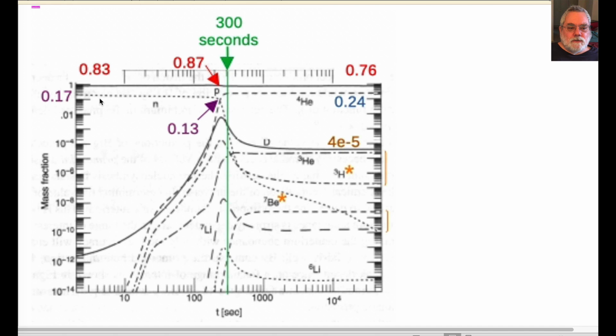The second dashed curve on the left is for neutrons. Neutrons start out with mass fraction 0.17 on the left, purple number, fall to 0.13 at 230 seconds due to decaying into protons, and then fall precipitously with fusion, as we will see next. That curve falls, falls, falls.